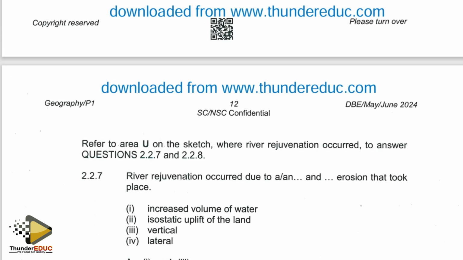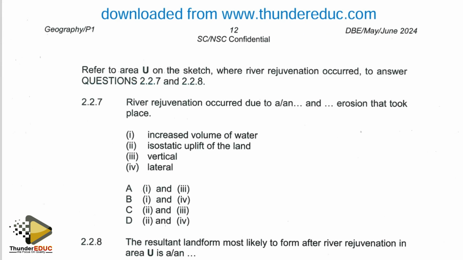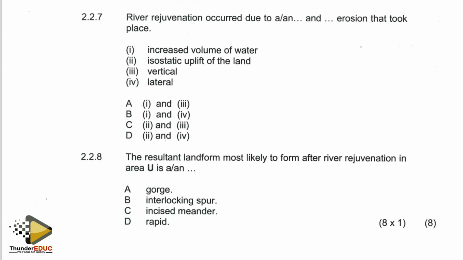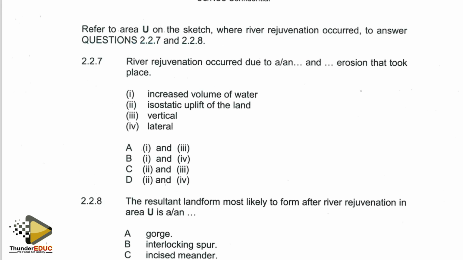Refer to area U on the sketch where the river rejuvenation occurred, to answer questions 2.27 and 2.28. River rejuvenation occurred due to A or N and dash erosion that took place. Right, river rejuvenation. Some of the causes of river rejuvenation is isostatic uplift, which is indicated. Increase in volume of water, yes, is also a cause. We can also talk of other causes, like an increase in the rainfall received in the area is also a cause or a contributing factor of rejuvenation.